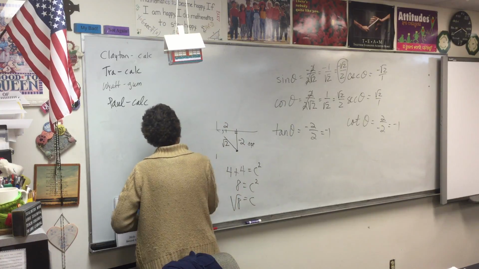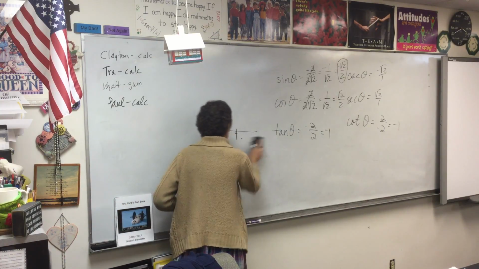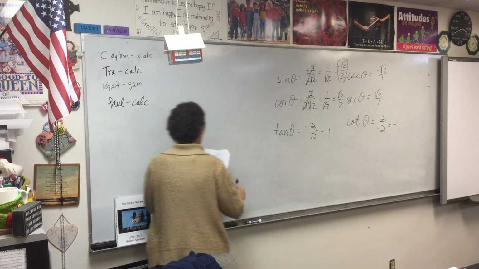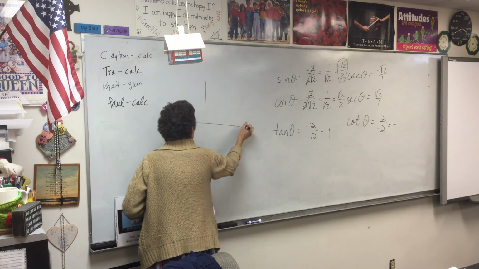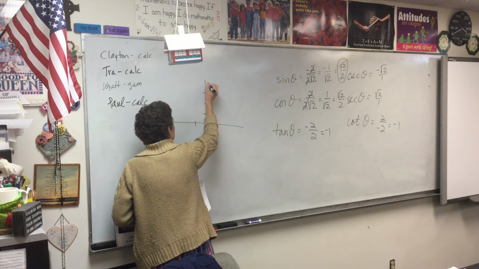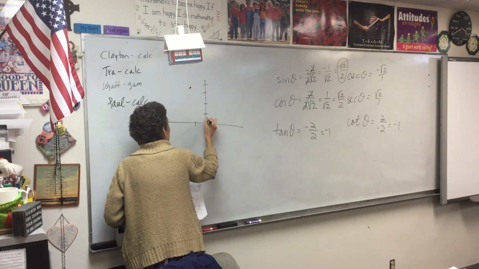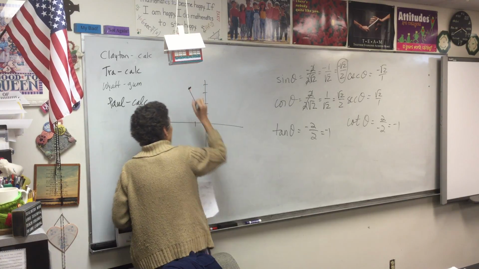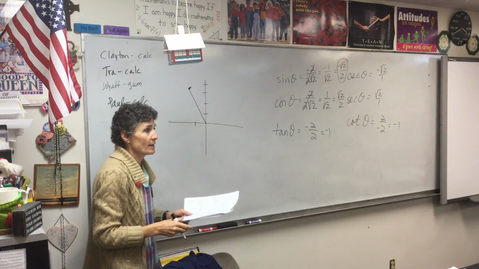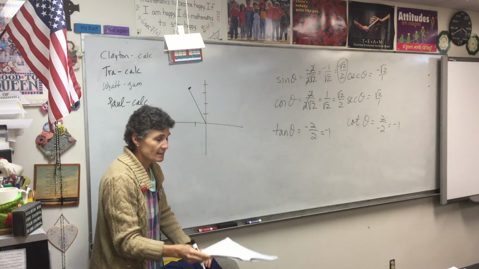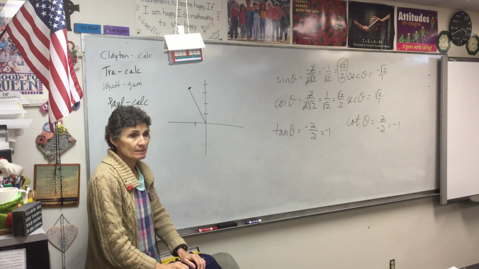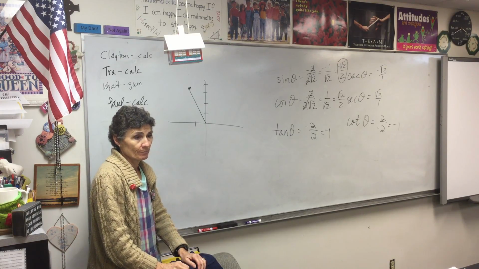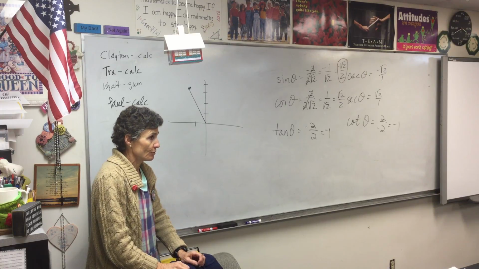First thing you're going to do is plot your point. So please plot the point -1, 4, and connect it to the origin. That's your angle. There's your angle. Plot the point they give you, which is -1, 4, and connect it to the origin. Now what do we do?